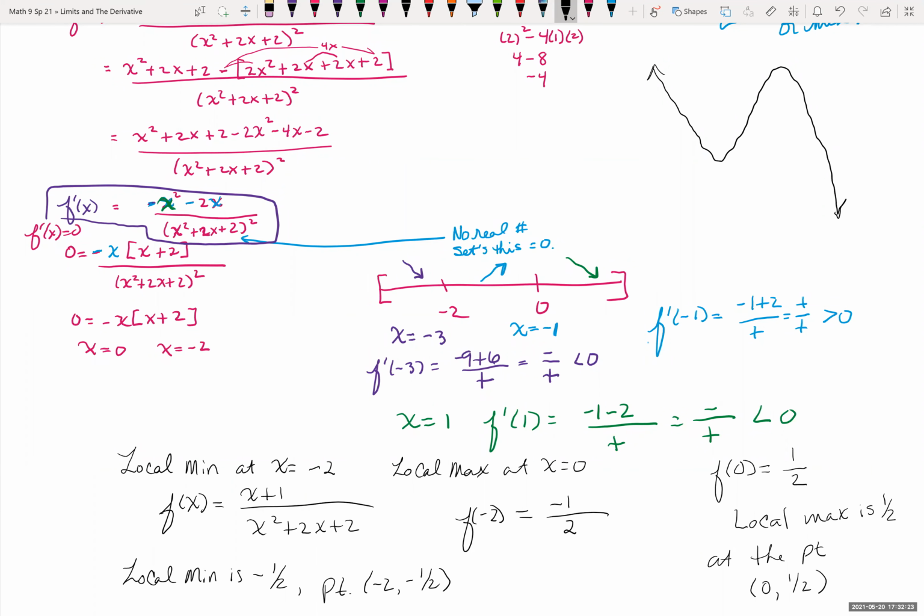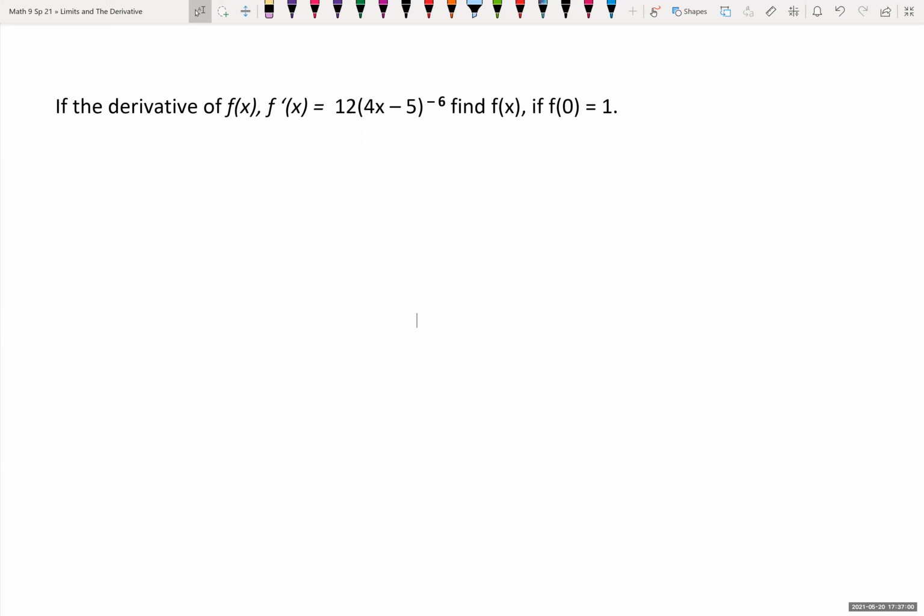Okay, so the next problem that wasn't on the other video is the following. So if the derivative of f of x, f prime of x, is equal to 12 times 4x minus 5, and that 4x minus 5 is raised to the -6th power. We want to find f of x, and we're given that f of 0 is 1. So we're given the derivative. In order to find the original function, we need to take the antiderivative.